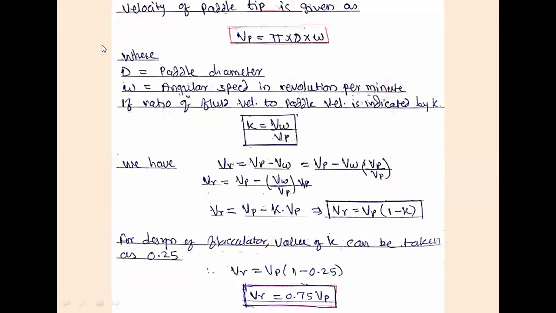Write down next, here, the velocity of paddle tip. The velocity of paddle tip is given as Vp equal to pi into d into omega, where d is equal to paddle diameter, omega is equal to angular speed in revolution per minute.